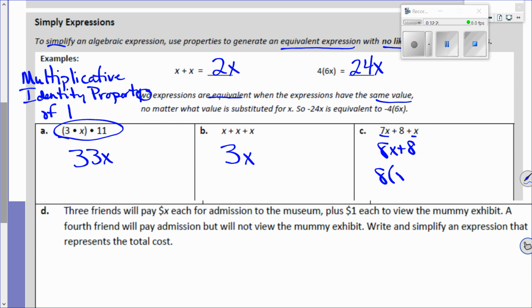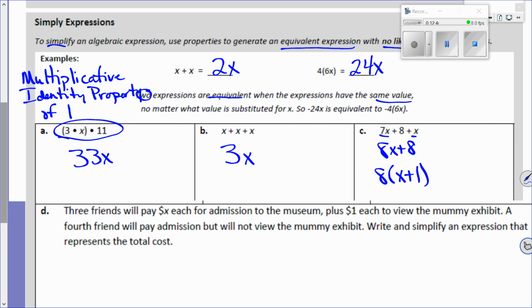X plus 8. Wait, no, not 7. Wait, Rowan? 7. X plus 7x. I don't know. What are you doing with the 8? What am I doing with the 8 on the outside? You're multiplying. Multiplying to each of the inside, right?